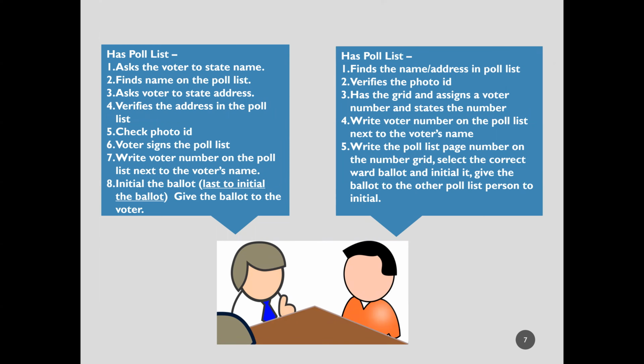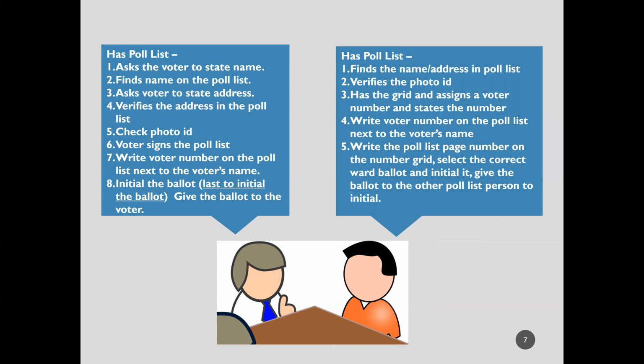So this is a diagram showing what the two poll workers at the table will do. The person on the left will ask the voter to state their name, find the name in the poll list, ask the voter to state their address, verify the address that is in the poll list, and check the photo ID, not for address, but for just their ID and their name. The voter will sign the poll list, and you write the voter number on the poll list next to the voter's name. You will initial the ballot and give the ballot to the next person to initial as well.